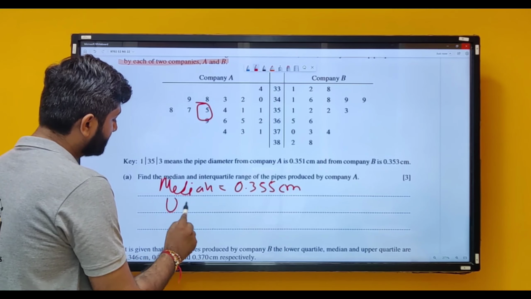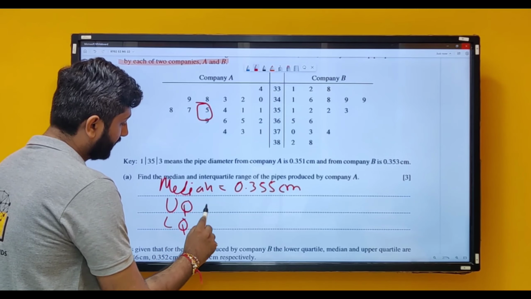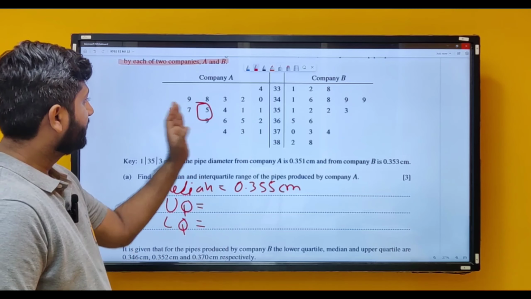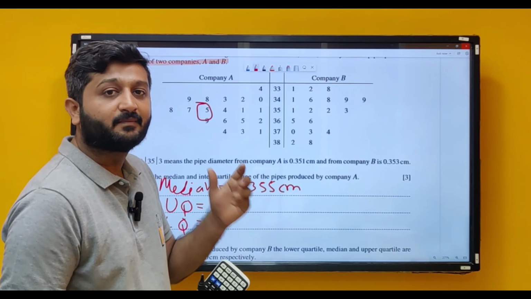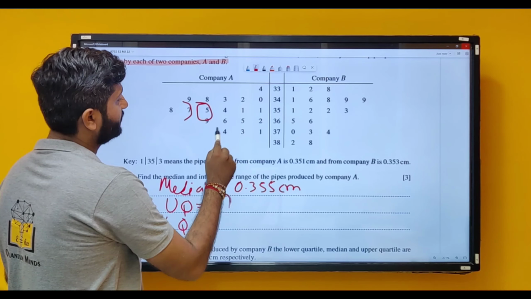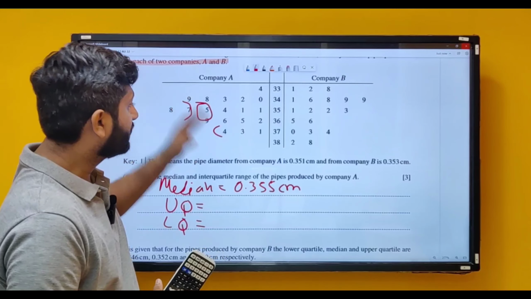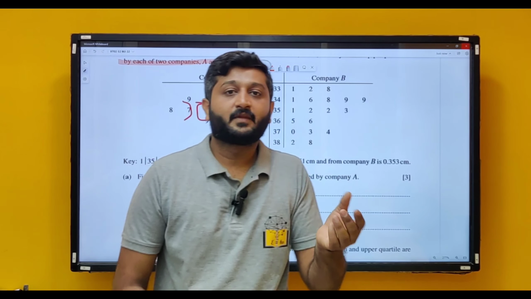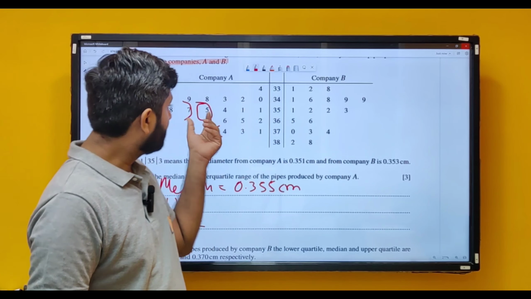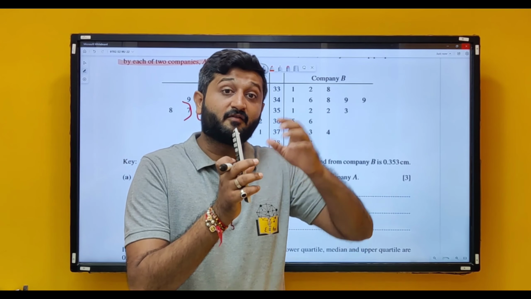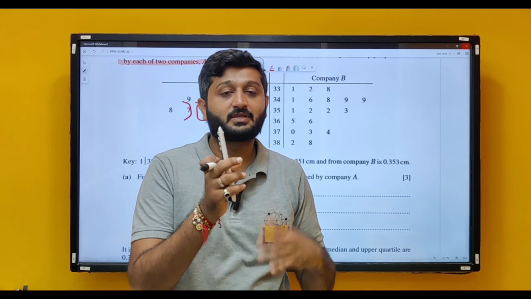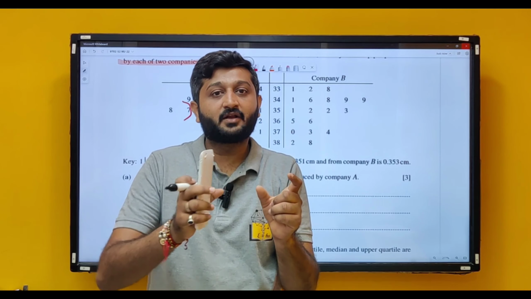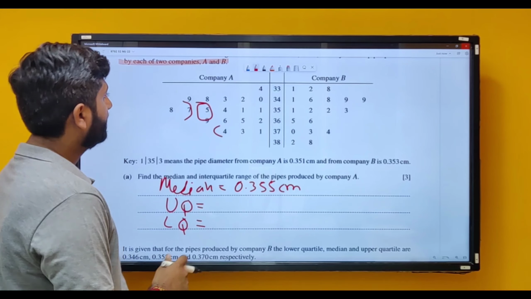Now I'm also supposed to find interquartile range. So for interquartile range, let me first find upper quartile and then find lower quartile. The upper quartile is the median of the values from this to this, right? The upper quartile is nothing but the 75th percentile. So leave the median aside and find the median of the higher values. Same way, leave the median aside, and find the median of the lower values, which are less than the median.